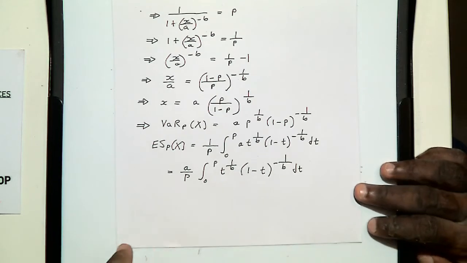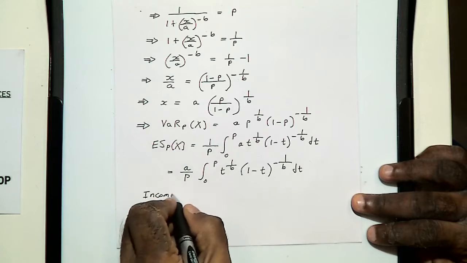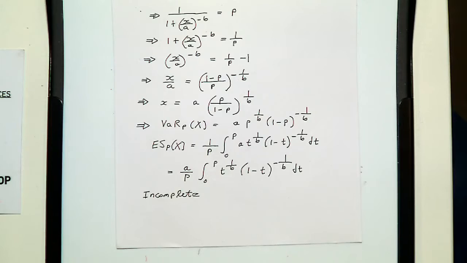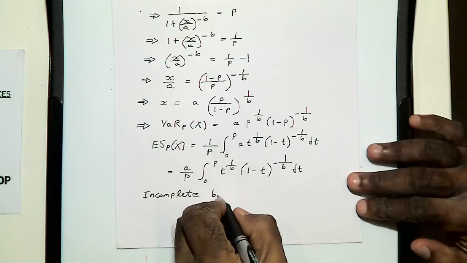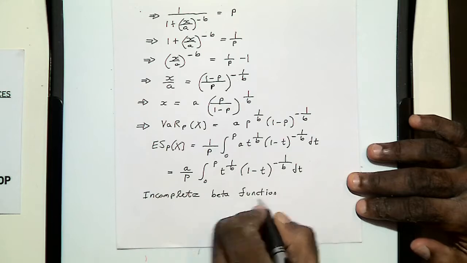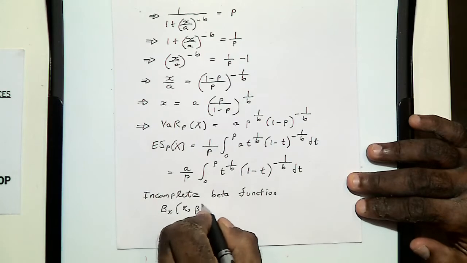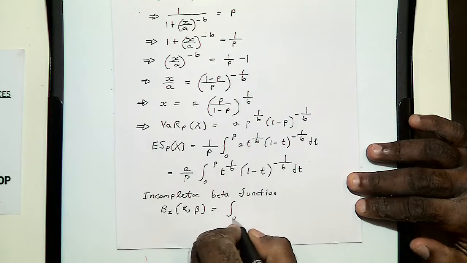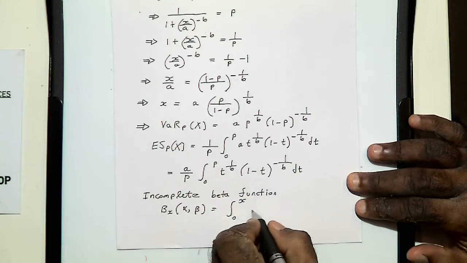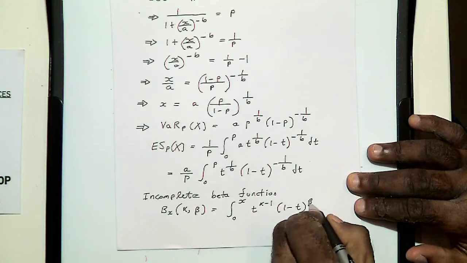It's known as the incomplete beta function, which arises as the CDF of a beta random variable. I will write it down one more time. It is defined as the integral from 0 to x, where x is a number between 0 and 1, of t to the power alpha minus 1, times 1 minus t to the power beta minus 1, dt.